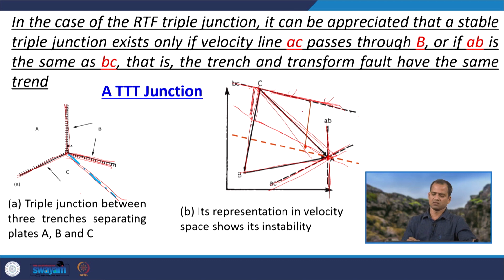So, if I have to drag this line up to here, I have to reduce this much amount from the relative velocity between B and C. The relative velocity between B and C is changing and the orientation is also changing. So, this line will pass through the same point, and this triple junction will be stable. That means a given triple junction that is unstable can be made stable by changing certain parameters.